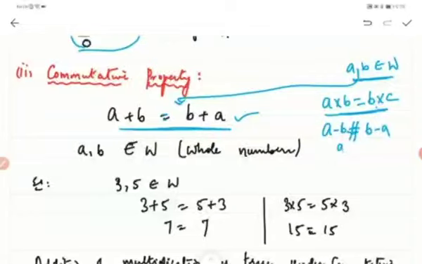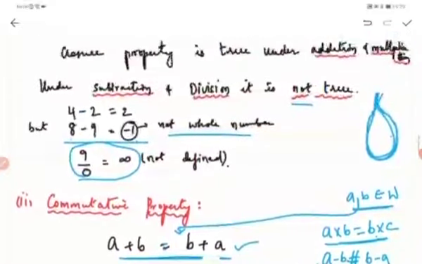Now if I take division, A divided by B should be equal to B divided by A. Even this will not be true. How can it be? Like 1 divided by 2 is not equal to 2 divided by 1, isn't it? If A by B was equal to B by A, then you would say that under division the commutative property is true, but that is not the case. So under division and subtraction, the commutative property is false, same as the closure property.